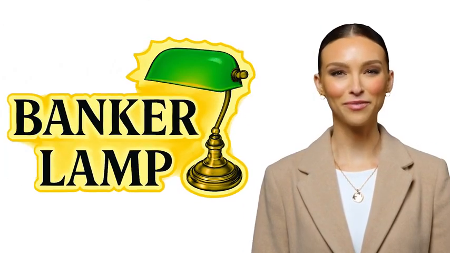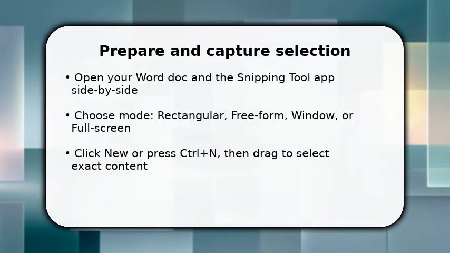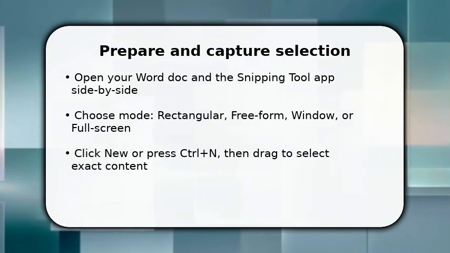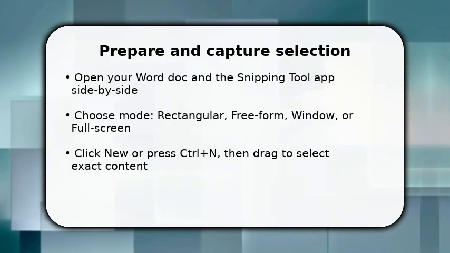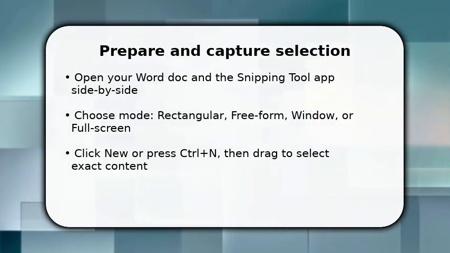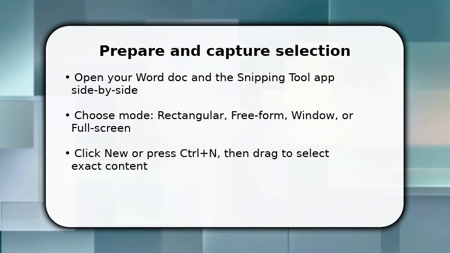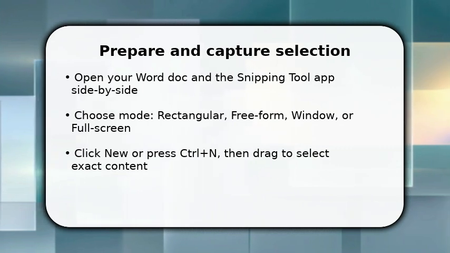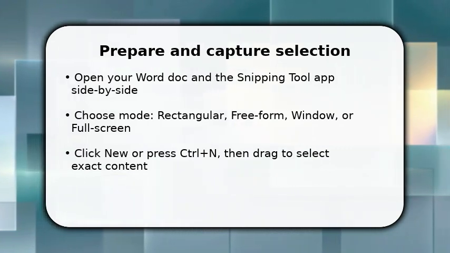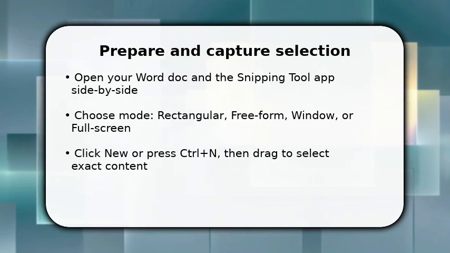Please enjoy the video. You start with your Word document open and the snipping tool ready. This makes capture immediate. Once done, set the snipping tool mode, rectangular for precise text or window for an entire object, because mode determines clipping behavior. Make sure to click New or Ctrl+N and drag deliberately. Small adjustments now prevent extra edits later.